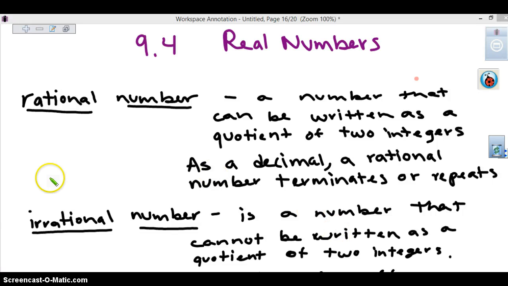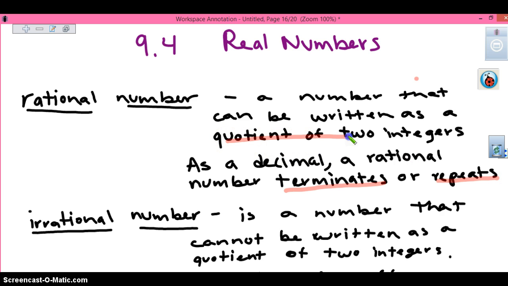Today we're talking about real numbers, and real numbers are made from rational numbers and irrational numbers. Rational numbers, we talked about these, I believe it was chapter 5. A rational number is a number that can be written as a quotient of two integers. So in other words, it can be written in fraction form. As a decimal, a rational number terminates or repeats. So it can be written as a quotient of two integers, and as a decimal it terminates or repeats.